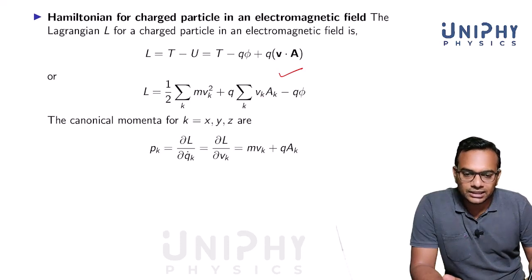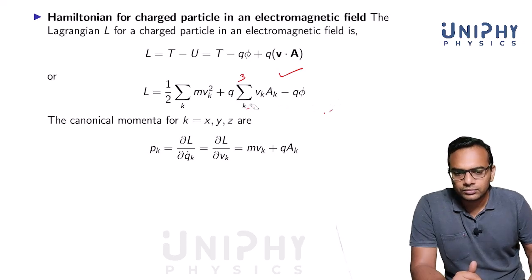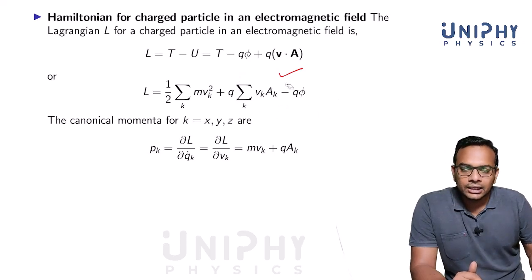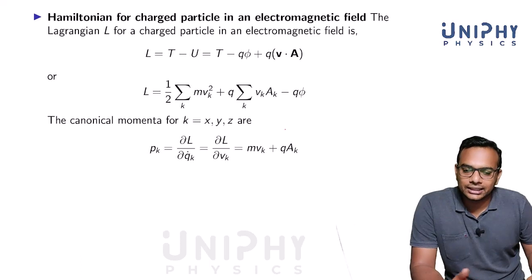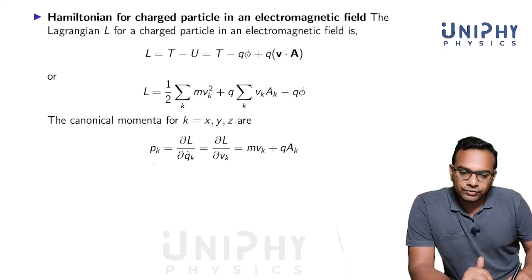The summation over k of v_k A_k simply means v vector dot A vector. The summation goes from 1 to 3. It's just v vector dot A vector. This is a velocity dependent potential, so you cannot simply write T plus V and then hope to get the Hamiltonian. So let's do it properly here, and first you find the momentum.